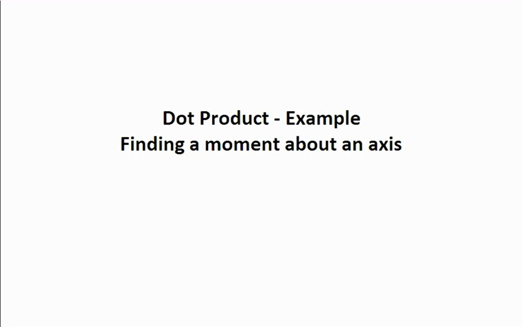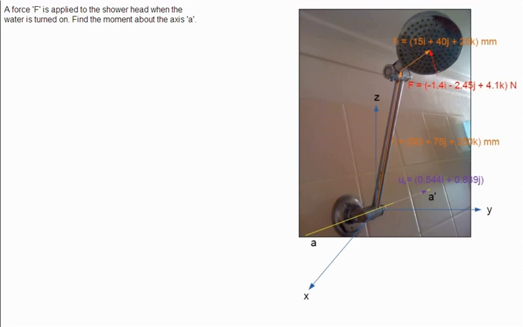This video will show an example on how to find a moment about an axis. This example asks us to find a moment about axis A, which is caused by force F, which is modelling the force due to water being sprayed from the shower head.